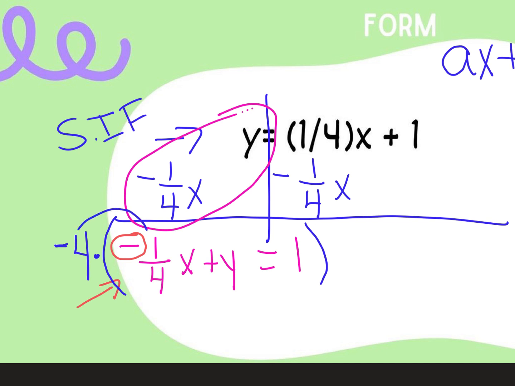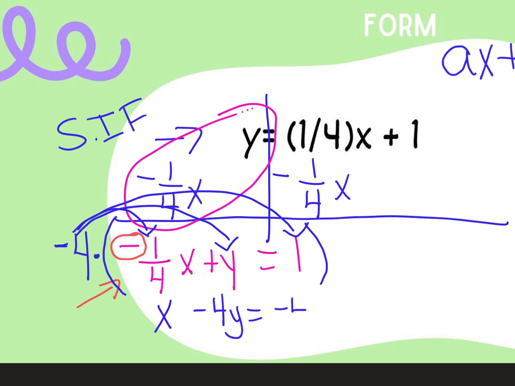When I do so, we already know a negative times a negative is a positive, and -4 times -1/4 just leaves me with 1x. And now distribute to everything. -4 times y is -4y. And do not forget about your c value. -4 times 1 is -4.